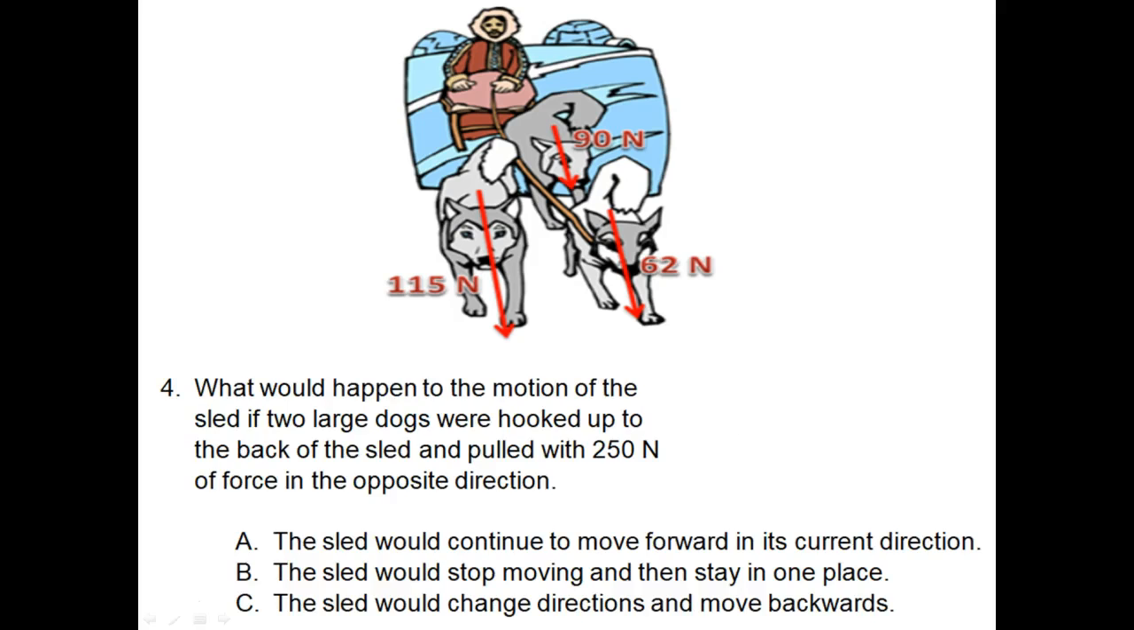Question number 4. What would happen to the motion of the sled if 2 large dogs were hooked up to the back of the sled and pulled with 250 newtons of force in the opposite direction that the sled is currently moving? A. The sled would continue to move forward in its current direction. B. The sled would stop moving and then stay in one place. Or C. The sled would change directions and move backwards.